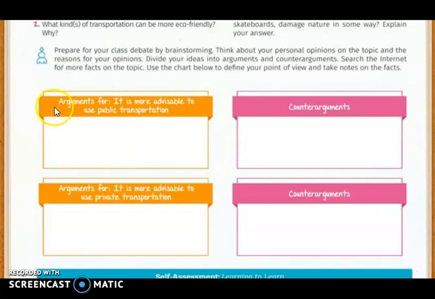Okay, so the first point is arguments for it's more advisable to use public transportation. Here you write your arguments, here your counter-arguments. Or if your point of view is that it's more advisable to use private transportation, you are going to fill this part. You only have to choose one point of view.